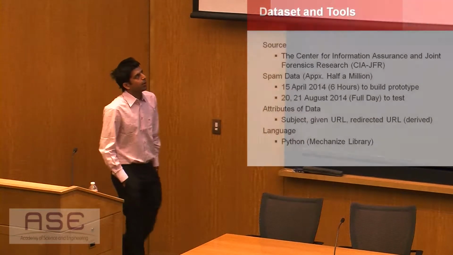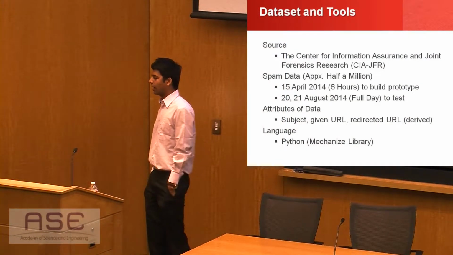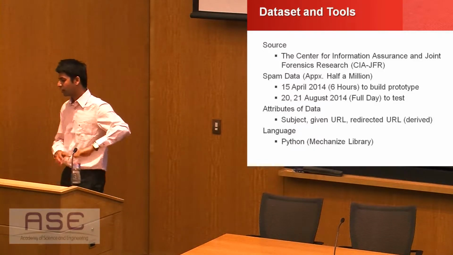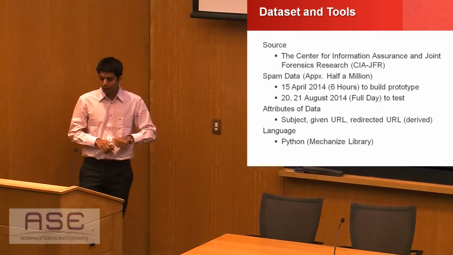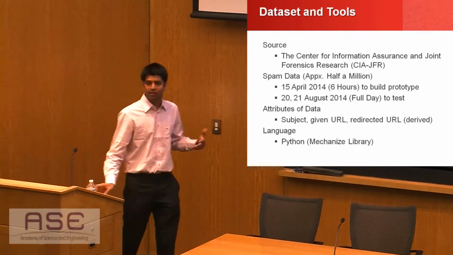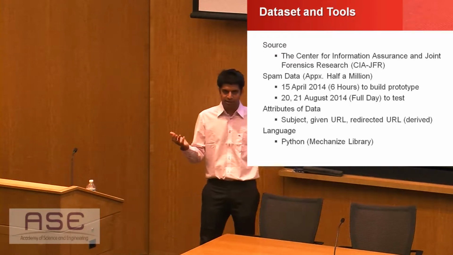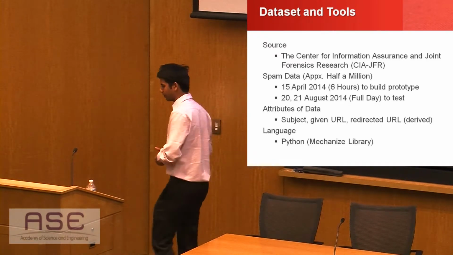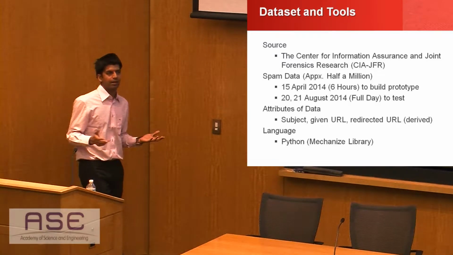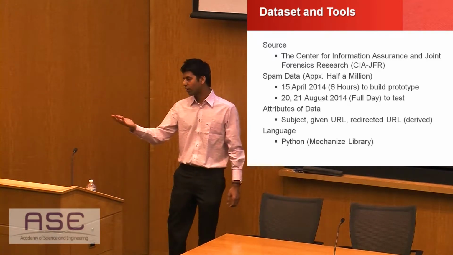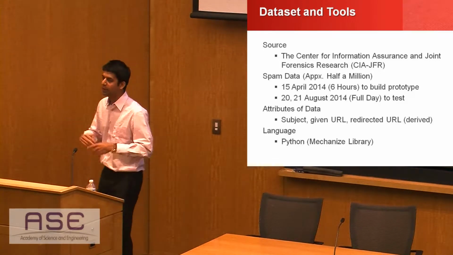At the University of Alabama at Birmingham, we have a center called the Center for Information Assurance and Joint Forensics. This center is mainly responsible for gathering spam emails from various sources, and we are given that data for our research purposes. We processed 500,000 spam emails in our research. At first, we were given a data set from 15 April, which was a data of 6 hours, because our center collects the data every 15 minutes. So we got the data for 6 hours to build our prototype.